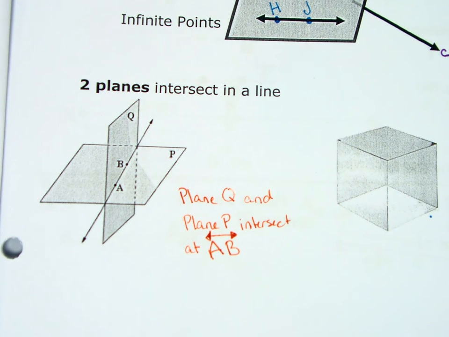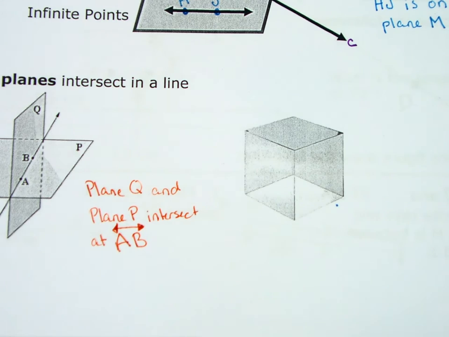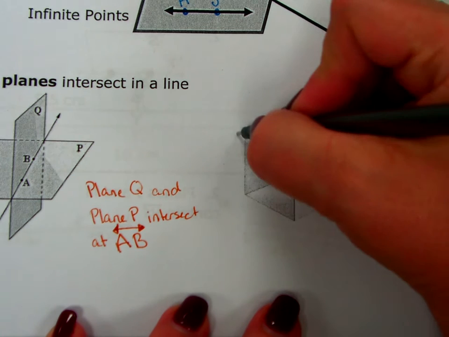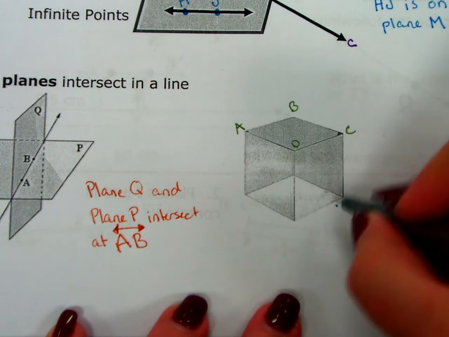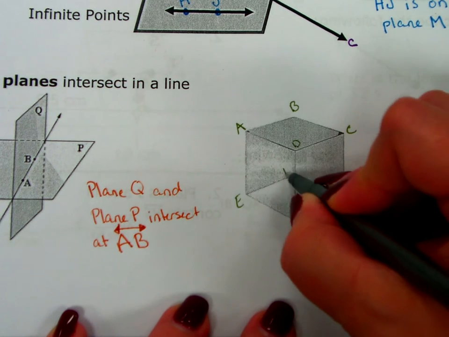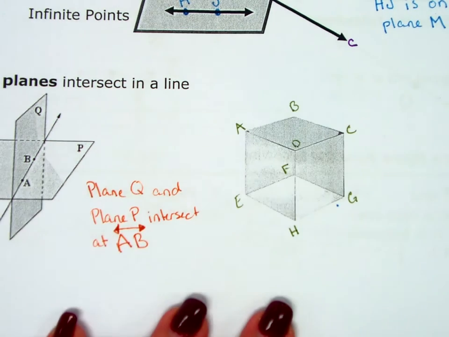Sometimes you'll be given a picture that's a box, and when you're given a picture that's a box, a lot of times you'll see letters on all the corners, so A, B, C, D, E, F, G, H.